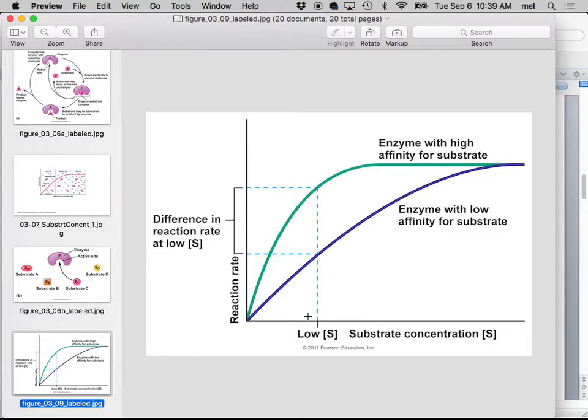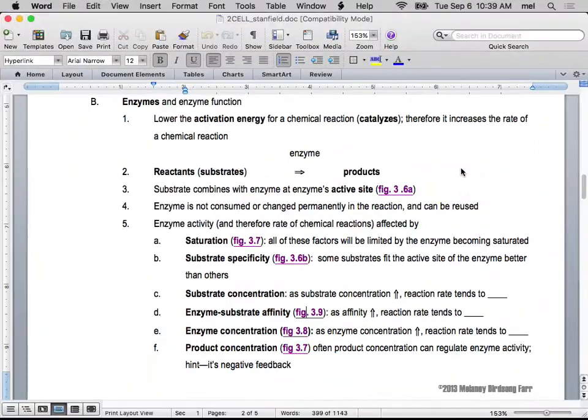So the concept here is that if you have an enzyme with low affinity for the substrate, the chemical reaction is going to be much slower on the upsweep, slower to get to saturation. If it has a higher affinity, you're going to get there more quickly. Does that make sense? Okay, so I'm going to back off for just a second.